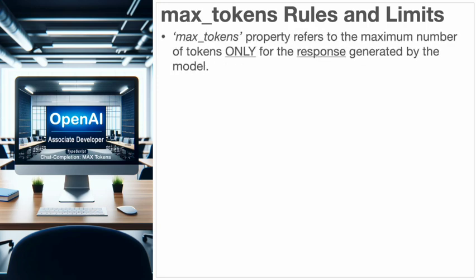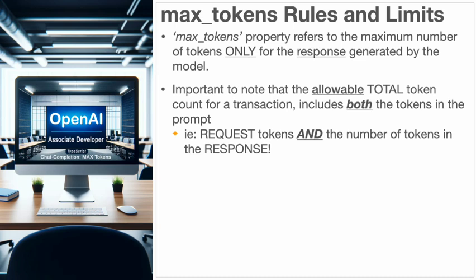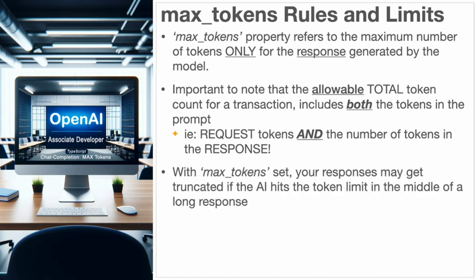When using the max tokens property in an OpenAI API call, know that it refers to the maximum number of tokens only for the response generated by the model. However, it is important to note that the allowable total token count for a transaction includes both the tokens in the prompt, i.e., request tokens, and the number of tokens in the response. Here, the model's total context length limits the number of tokens in the complete back and forth and considers the total as the prompt and response combined. So always remember, the max tokens property helps you limit only the number of tokens in the AI's response.